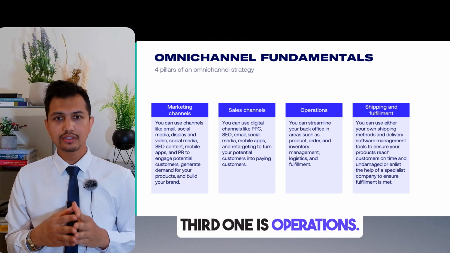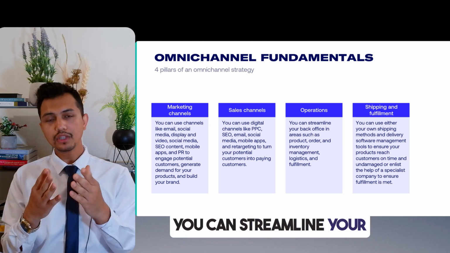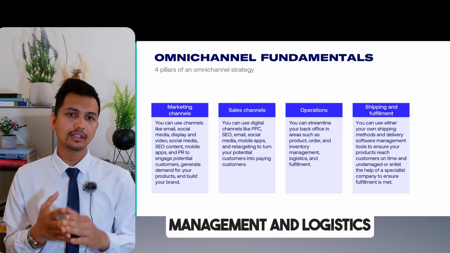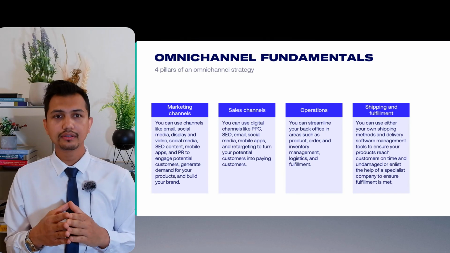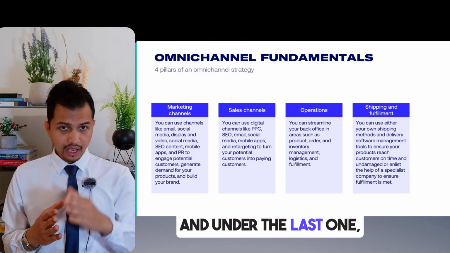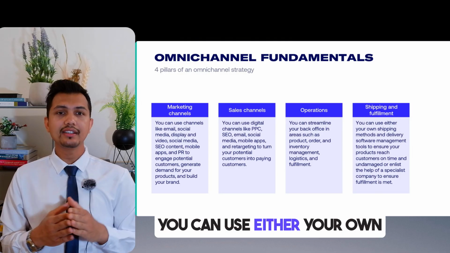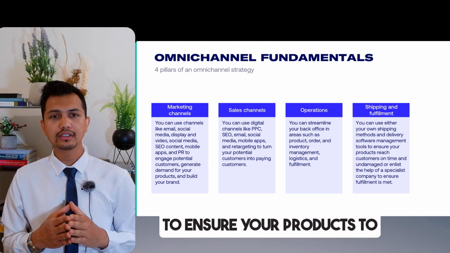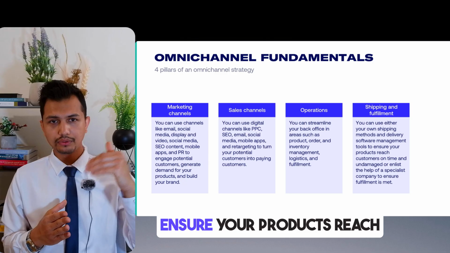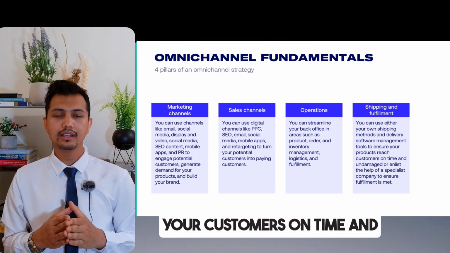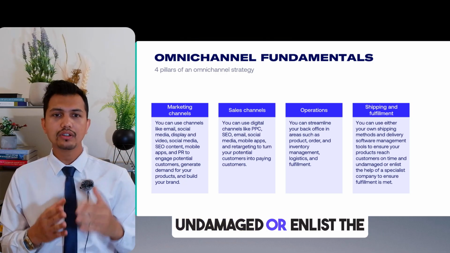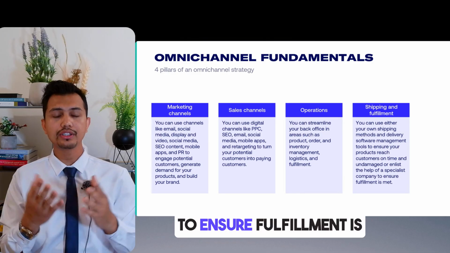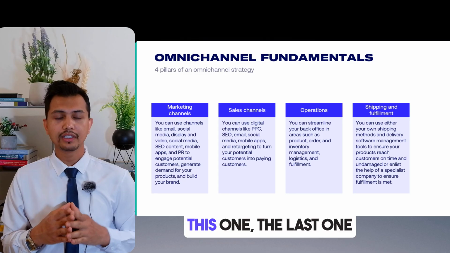Third one is operations. You can streamline your back office in areas such as product, order, and inventory management, and logistics and fulfillment. And under the last one, shipping and fulfillment, you can use either your own shipping methods and delivery management software tools to ensure your products reach your customers on time and undamaged, or enlist the help of a specialist company to ensure fulfillment is met.